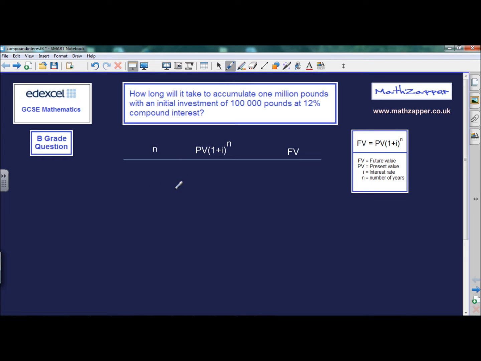When we move on to A level, you'll find that lots will answer this question very, very quickly, but that's not part of the GCSE course, so we'll use trial and improvement. On the right is the formula.